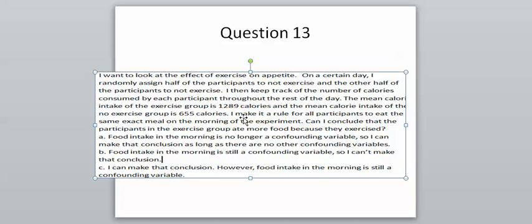Here we have the same experiment, but this time I have a rule that all participants have to eat the same exact amount of food on the morning of the experiment, which means the two groups are now getting the same amount of food in the morning. And it's saying, now can I conclude that the exercise had an effect?